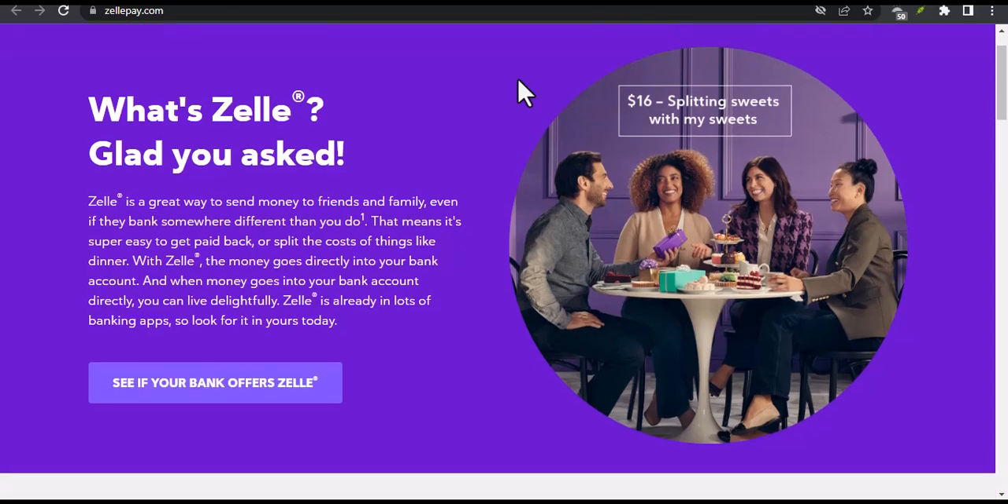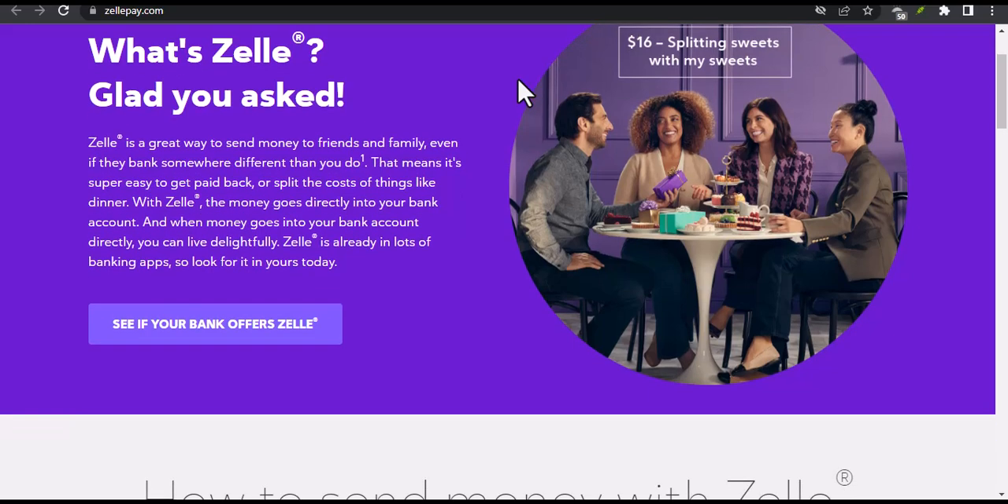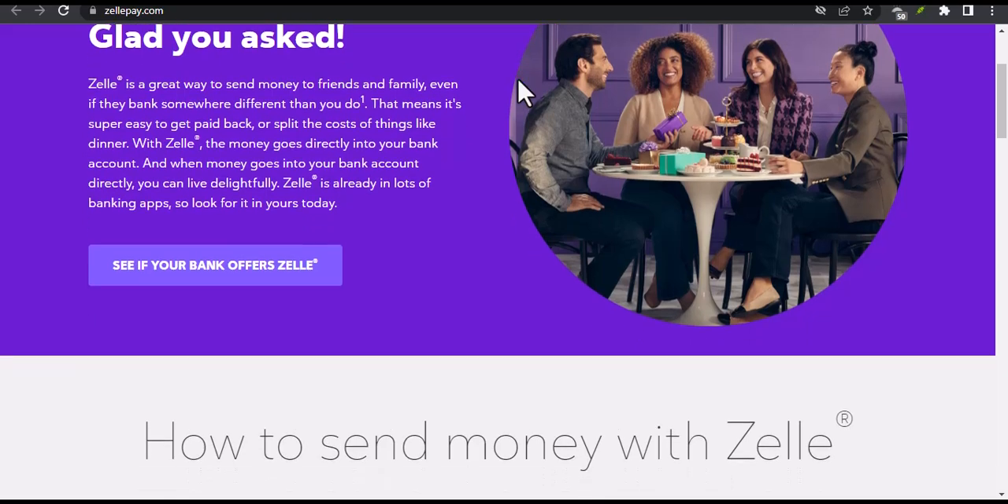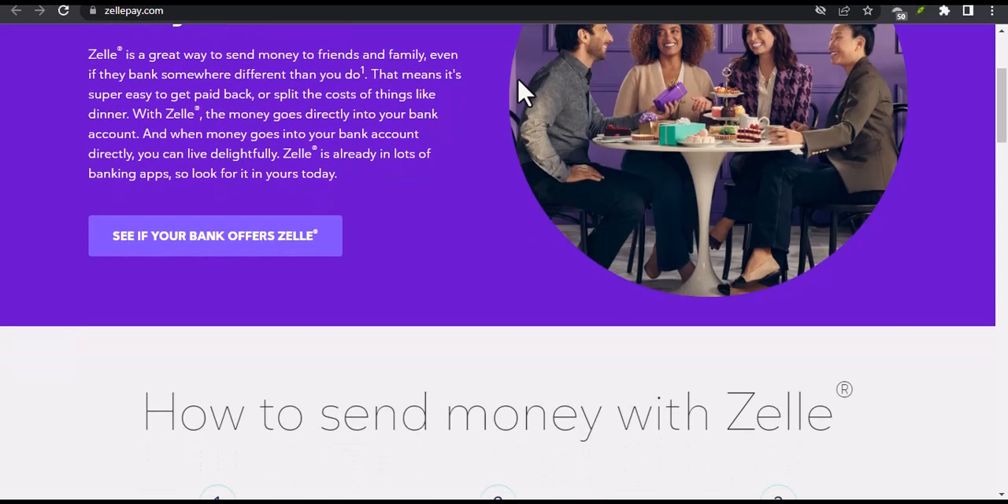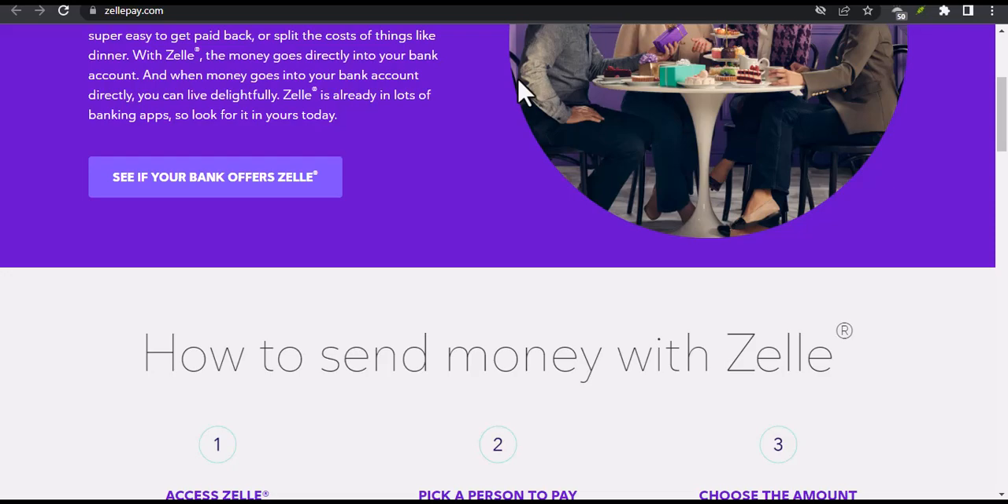Today, I'm going to be answering a question that I get asked a lot. How much is the Zelle rate per dollar? Before I get into the answer, I want to take a moment to talk about what Zelle is. Zelle is a peer-to-peer payment service that allows you to send and receive money instantly. It's a great way to pay friends and family, or to split bills with roommates.